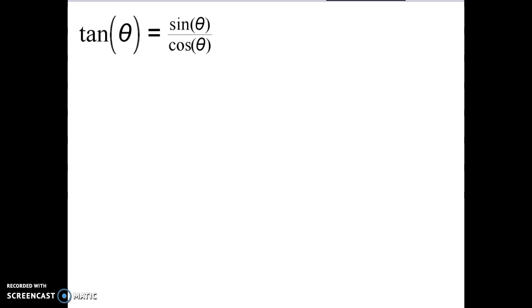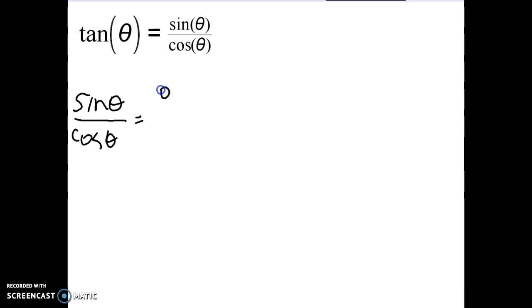Tangent of theta equals sine theta over cosine theta. Okay, so this is not immediately obvious. Let's look at why this is true. So I'm going to put sine theta over cosine theta. Okay, let's think about the ratios for each one of those. When I write the ratios, I'm just going to write the first initial. I'm not going to write out the whole word just to simplify things a little.